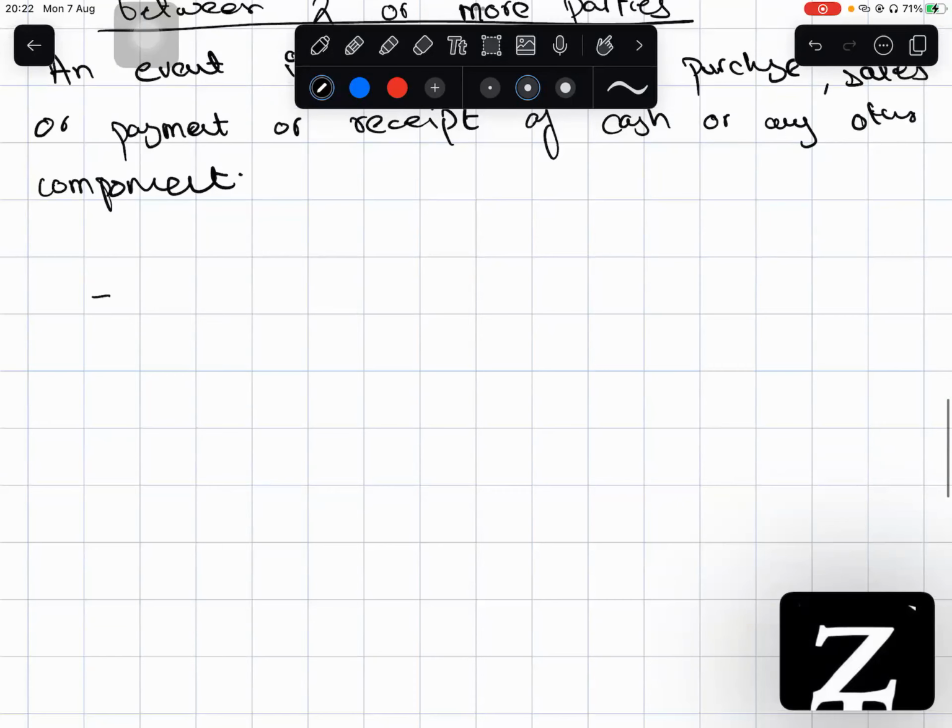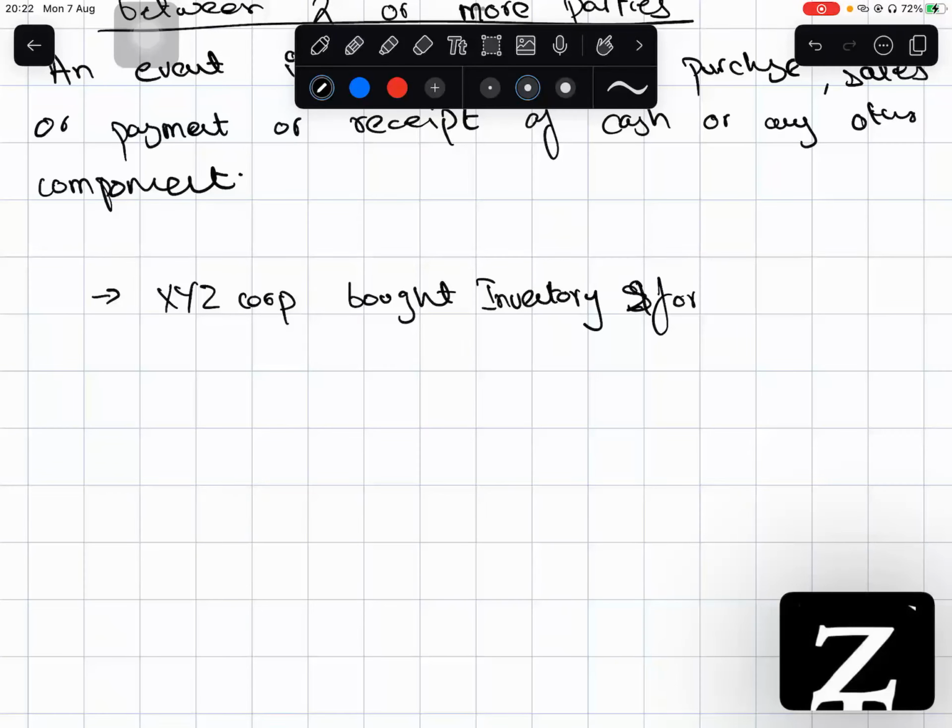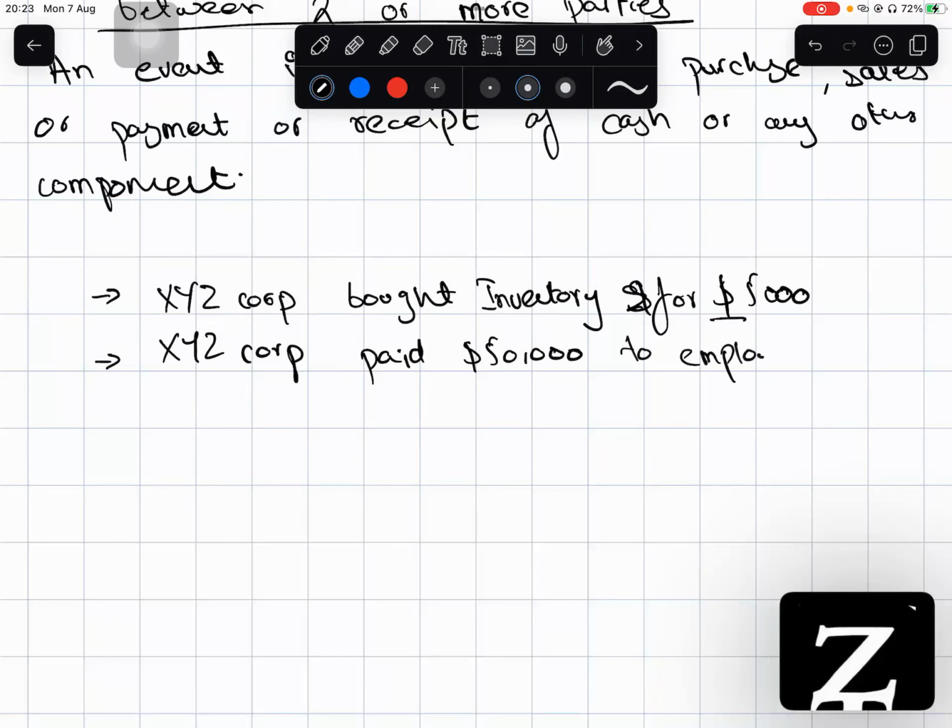What can be some examples? An example could be XYZ Corp bought inventory for $5,000. This can be one example. Another example can be the same XYZ Corp, for example, paid $50,000 to employees as salaries.